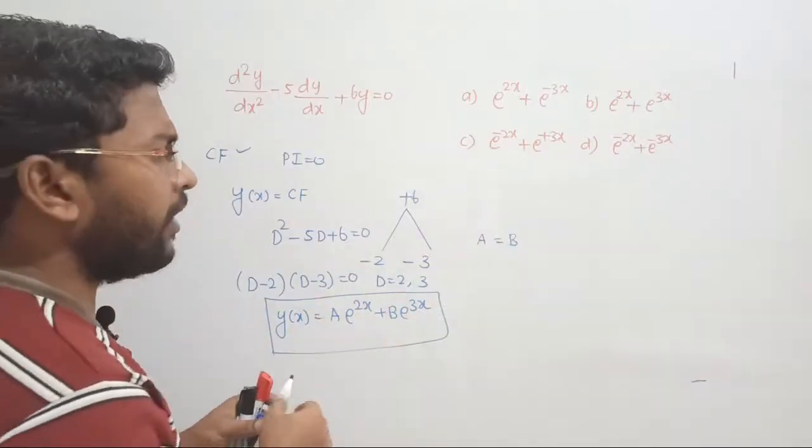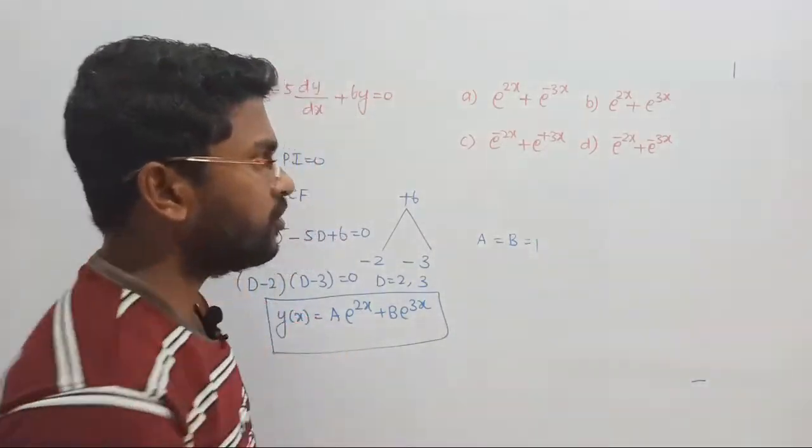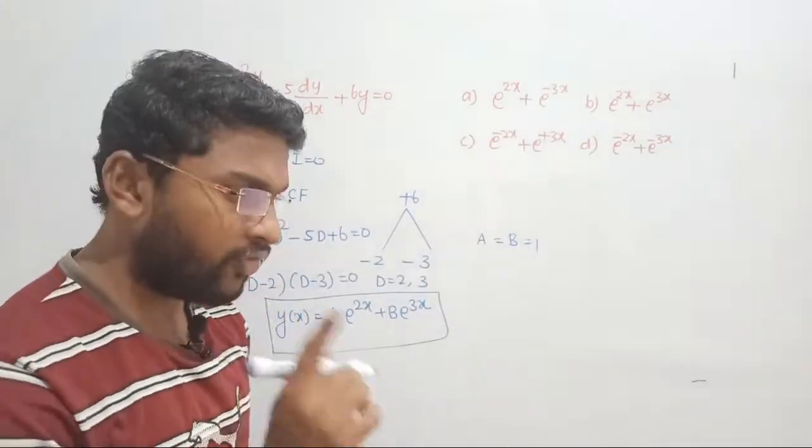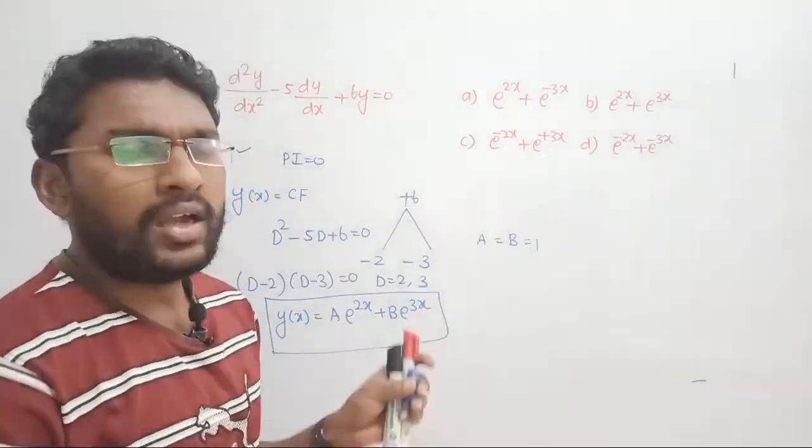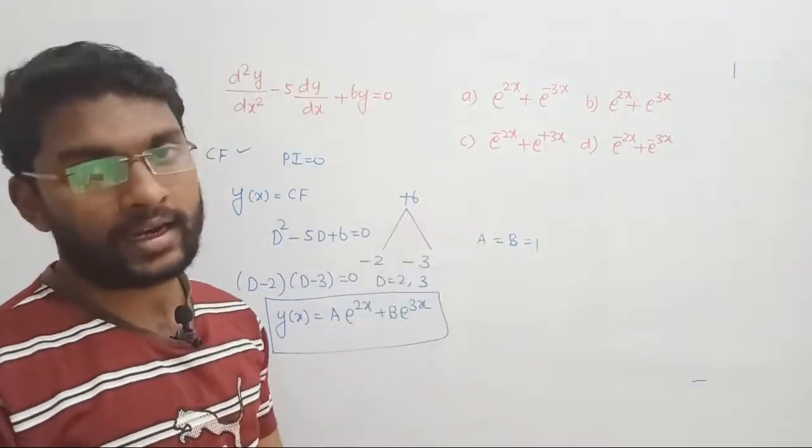So you should think the A and B values are equal to 1. That's why they have not considered those values here. But definitely A and B will be there. In some questions they will test you to find the values of A and B. In some questions they will give you the values of A and B directly like this.